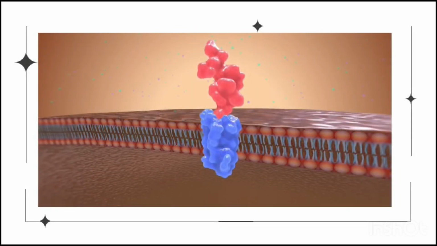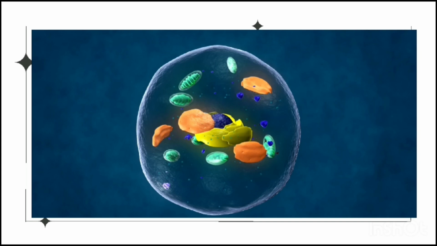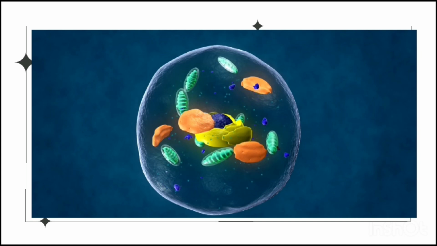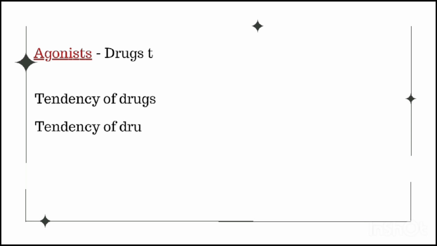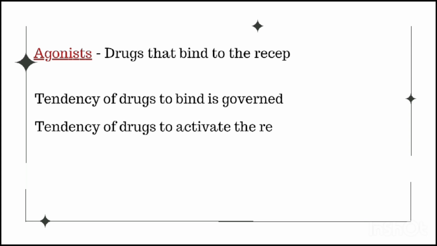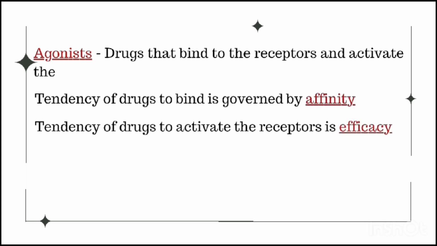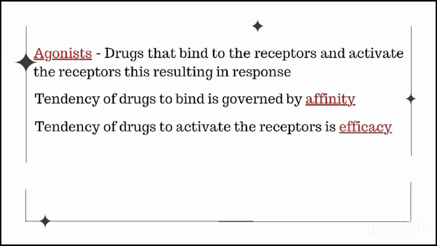In the picture, the red is your agonist and the blue color is the receptor on the cell. When this agonist combines with the receptor, they form some kind of stimulation, and thus they give a response which is cell mediated. That is how the agonist drugs act. So agonists are drugs that bind to the receptors and activate them, resulting in some kind of response. Now the tendency of these drugs to bind to the receptor is called affinity, and the tendency of the drugs to activate the receptor is called efficacy.